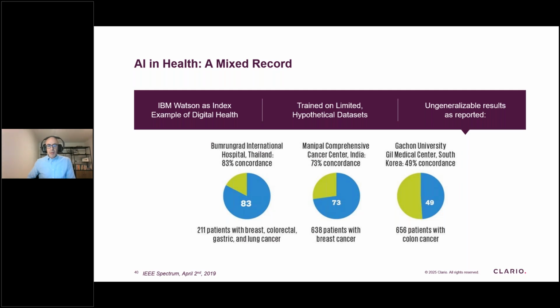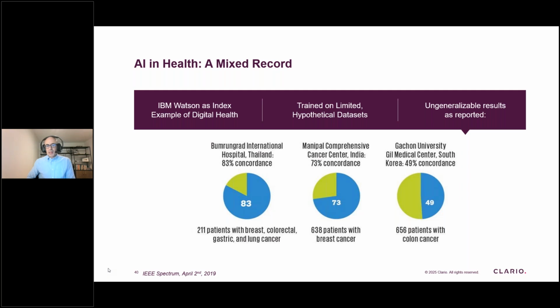In this example, to put it as simply as possible, the Watson tool was being used in oncology to try to create prognostic or treatment recommendations for patients. They were trained on a set of limited hypothetical data sets. And the results, unfortunately, as some studies and many newspapers reported, were ungeneralizable, meaning that the results were not consistent. In comparison, for example, to expert evaluation or expert recommendation, concordance was quite low in some cases, as you see here. So again, one example, now somewhat dated, but it's made everybody very rightly cautious.